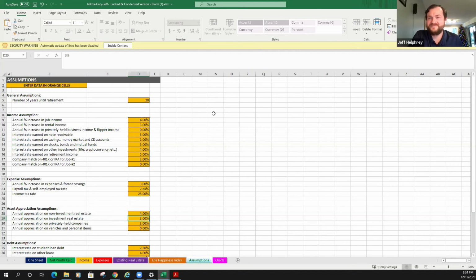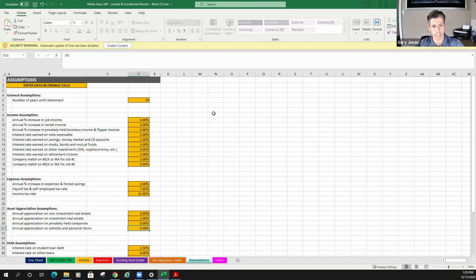Okay. Annual appreciation on your investment real estate. So that investment property you own, do you expect that to go up more than 3% or less? I think we can keep it at 3%. Okay, great. You don't have any privately held companies right now, so we have 3% in here, but again, if we make it 0, it's not going to make a difference in this particular case.